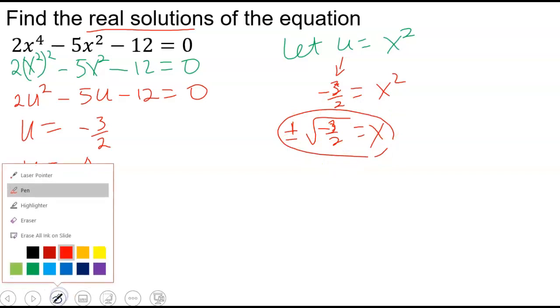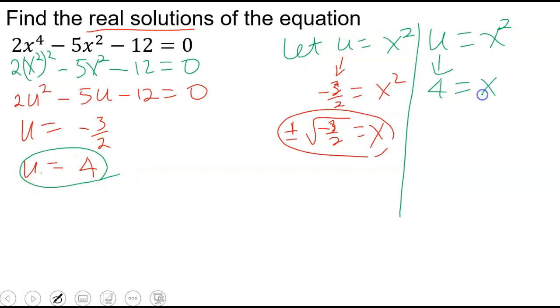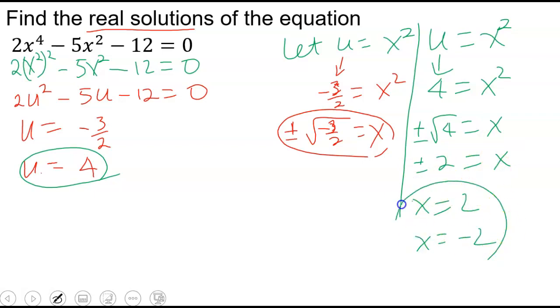So let's check the other one. So u equals x squared. So u is 4. So plus or minus square root of 4 equals x. So plus or minus 2 equals x. So x equals 2 and x equals -2. Okay, those would work. So those are our two solutions, not this one.